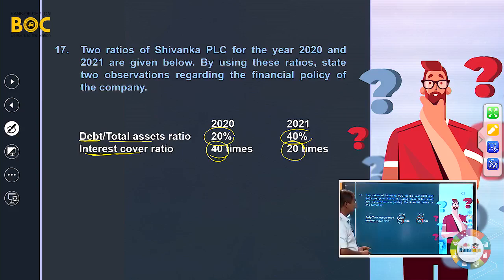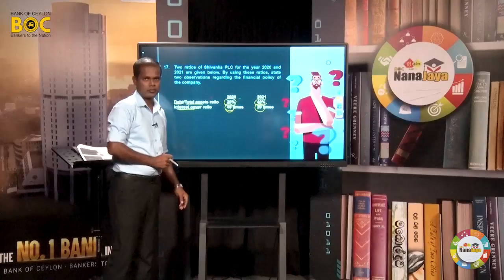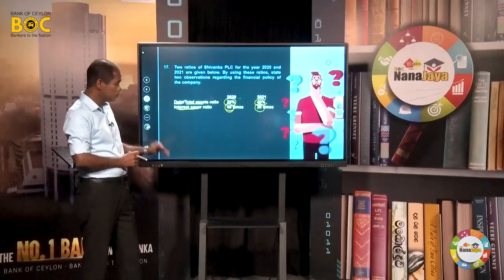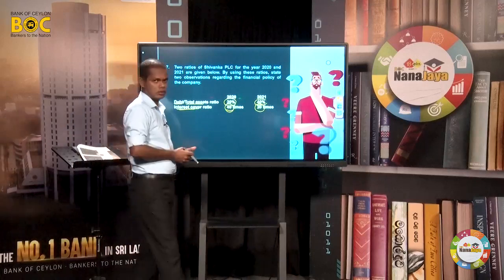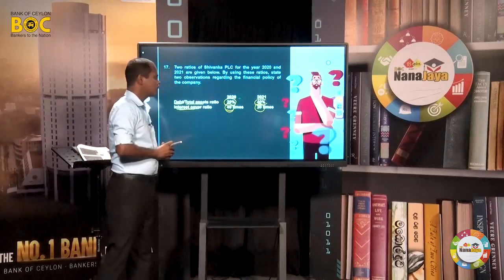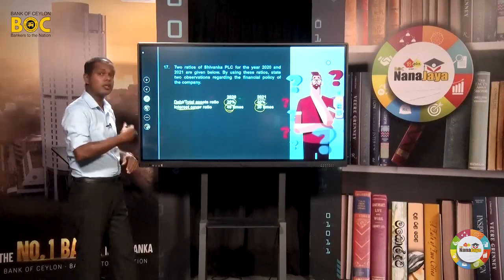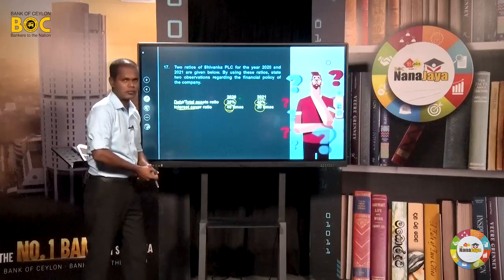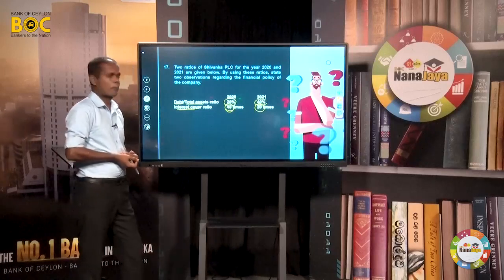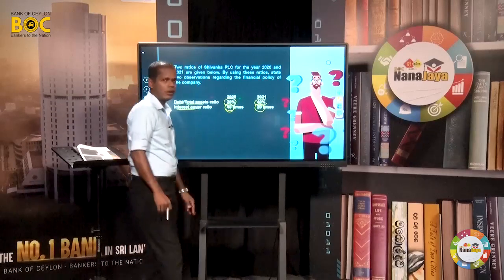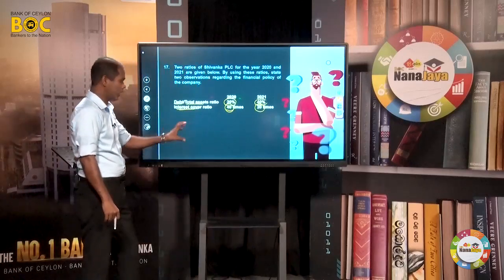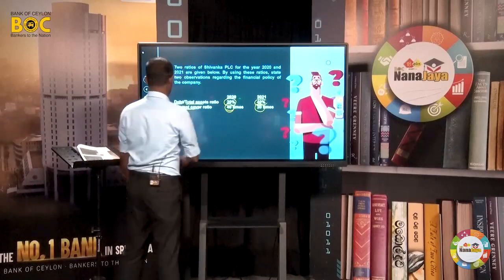So what are the observations? You can identify that this company has financed its assets using more debt in 2021. The company has obtained more debt, and interest expense has gone up compared to the previous year. Why? Because you have obtained more debt to finance your assets. So the company has obtained more debt and interest expense has gone up.